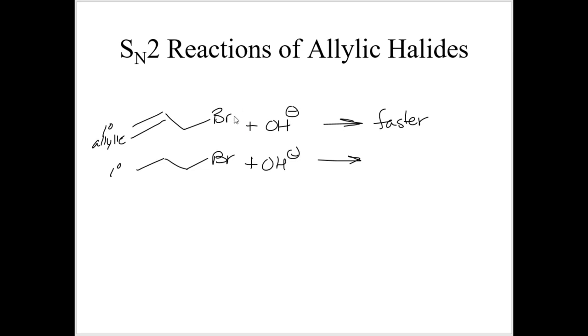And you might say, why? And you know I'm going to say why. Well, let's draw out the transition state of this reaction. So the OH minus would come in, attack this carbon, kick off the bromine. We already know how to write the transition state of the primary halide, so let's write only the transition state here of the allylic system, right? So we've got the hydroxide, the Br, and then we have our trigonal bipyramidal transition state, only in this case, we're going to have two hydrogens, and then we're going to have the carbon of the carbon-carbon double bond.